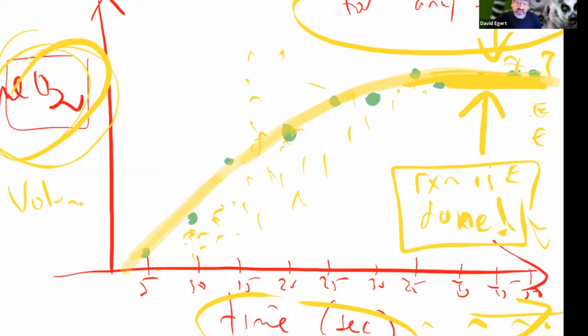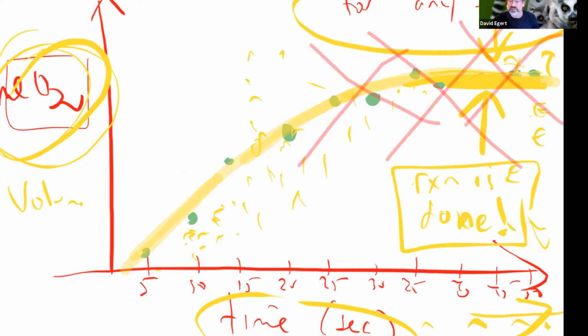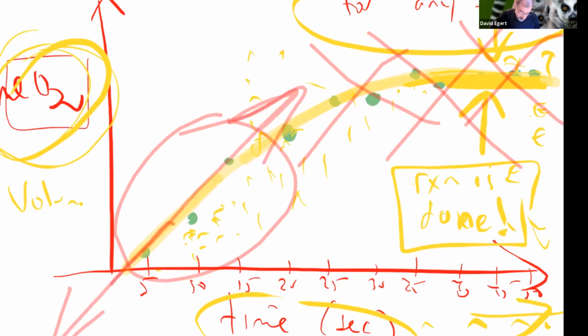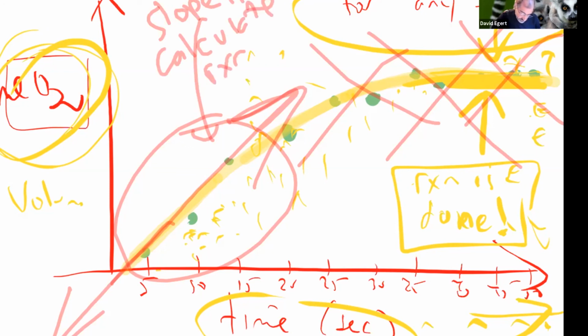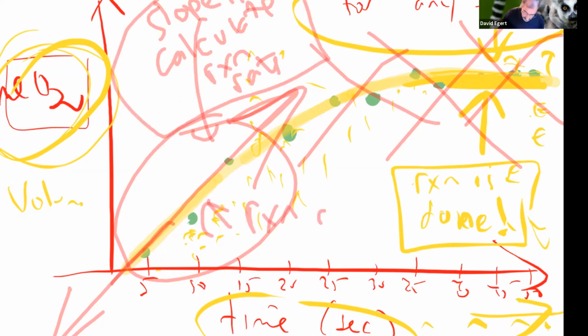In fact, if I'm interested in the reaction rate, I don't want to look here. This area is boring because the reaction is dead. That's not when the reaction rate is going to be measured. I want to measure the reaction rate down here. This is where I'm going to take my slope to calculate the reaction rate. This is where the reaction is going strong.